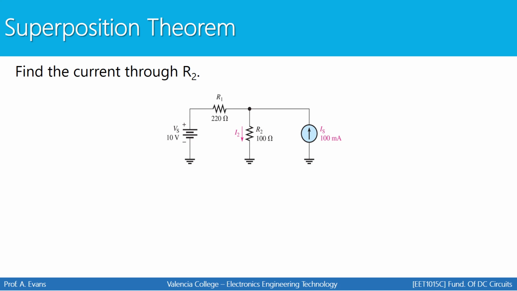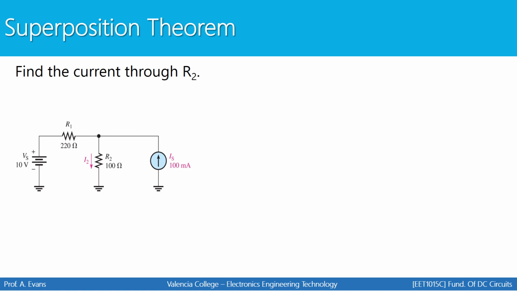Now let's move on to another problem. In this problem, we're again going to find the current through R2. Notice that we only have 2 resistors, and this time we have a voltage source and a current source. So to begin, we're going to short the voltage source and find the current through R2.